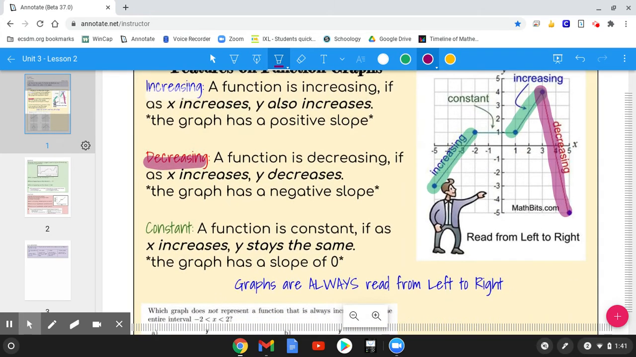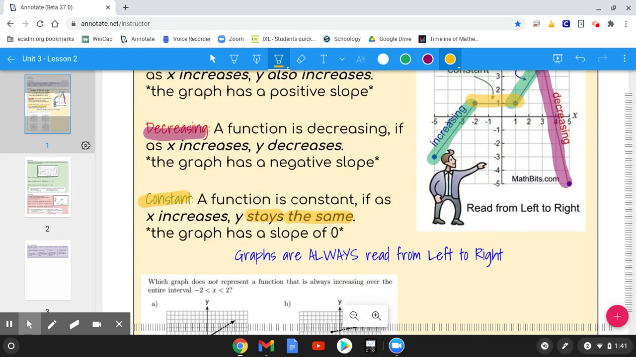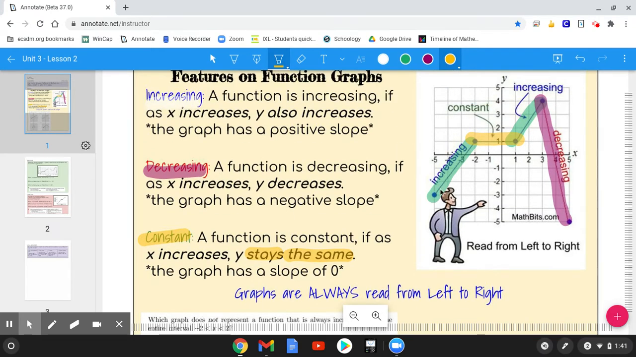A constant. What does it mean if something is constant? It stays the same. We see a flat line. Remember, graphs are always read from left to right. So as you're going from left to right, notice it's increasing, staying constant, increasing, decreasing.